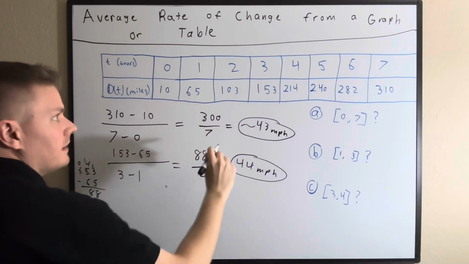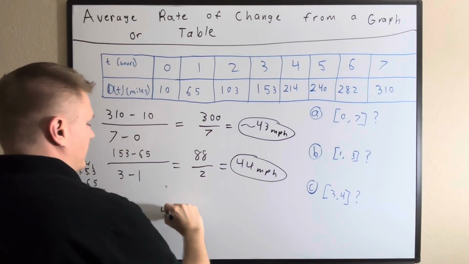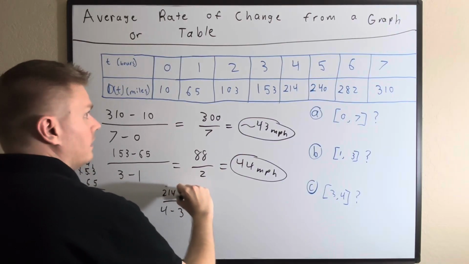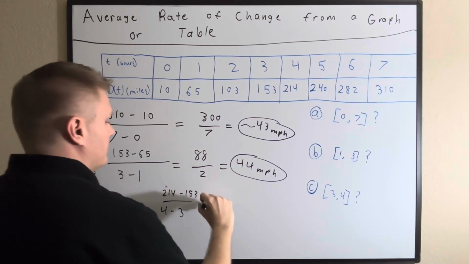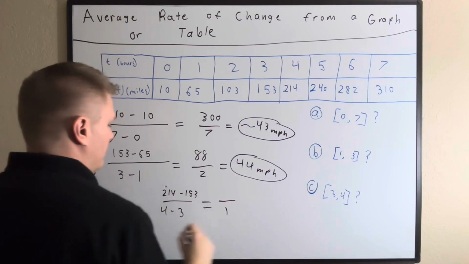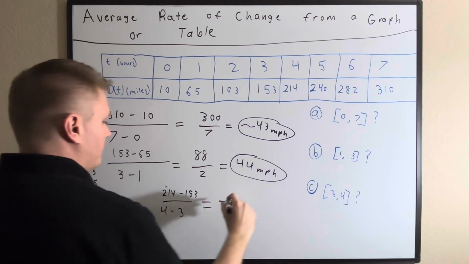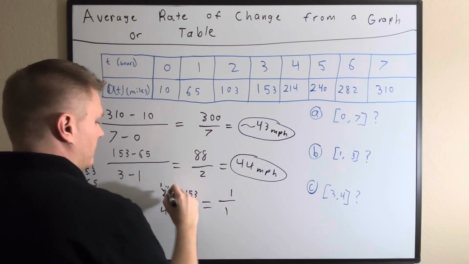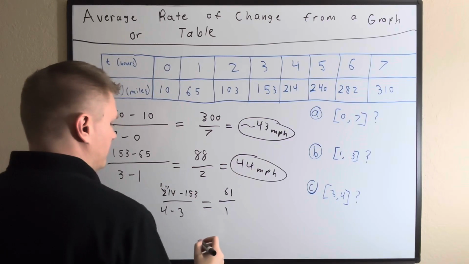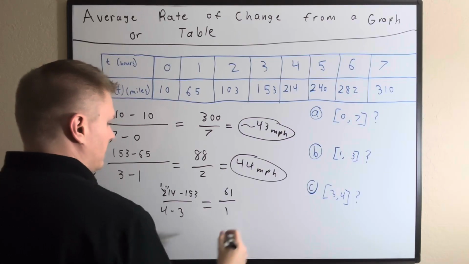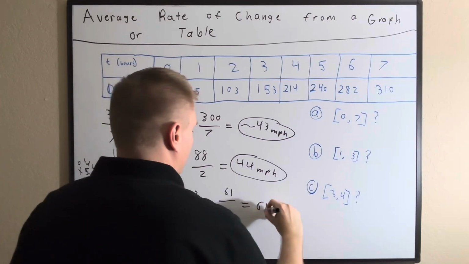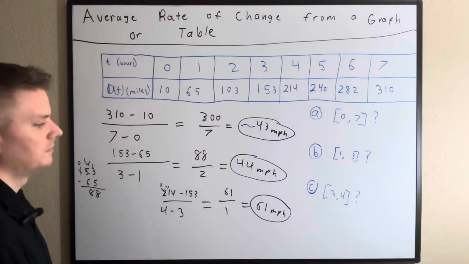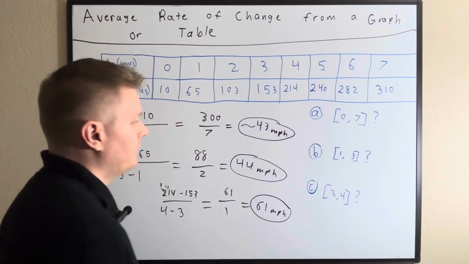So let's see. 4 minus 3 is 1, obviously. 214 minus 153. Okay. 214 minus 153. Oh, carry the 1. 61 miles an hour. And we're definitely on the interstate for that.